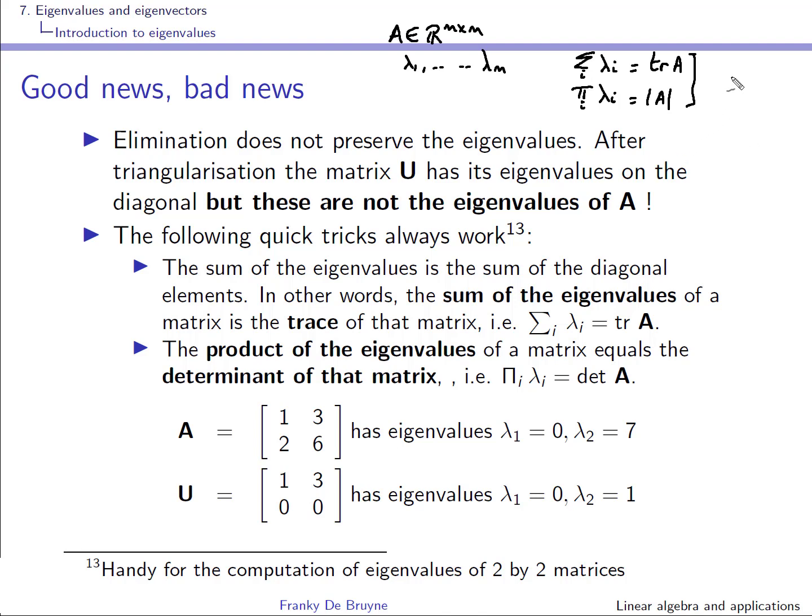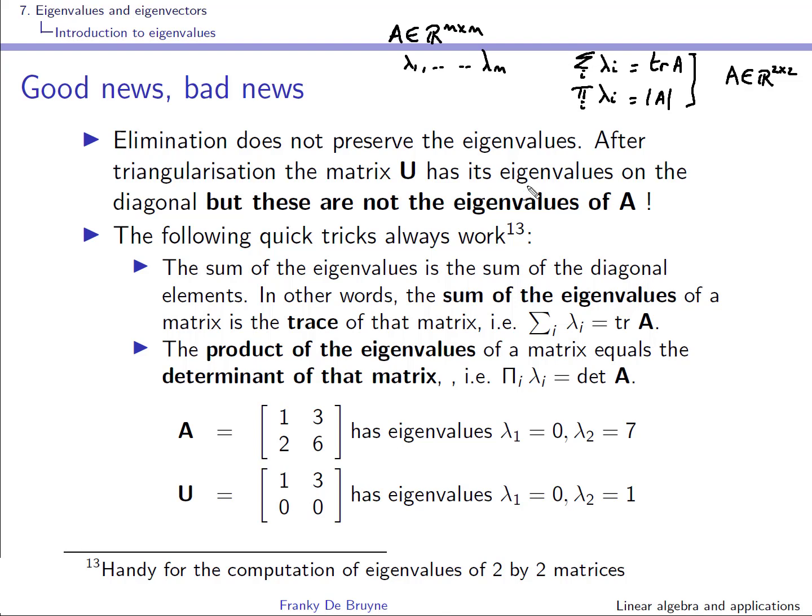But it's particularly handy for cases where A is in R 2 times 2, because you have two eigenvalues and you have two conditions, so you can simply find the eigenvalues using these two equations over here.